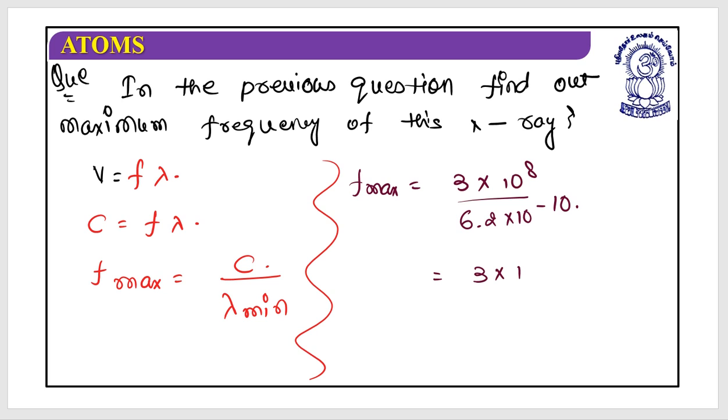So this is equal to 3 into 10 to the power 8 divided by 6.2 into 10 to the power minus 10. So this is the ratio of 3 to 6.2 multiplied by 10 to the power 18 Hertz. This is the maximum frequency that we can receive from this setup. I hope this is clear.